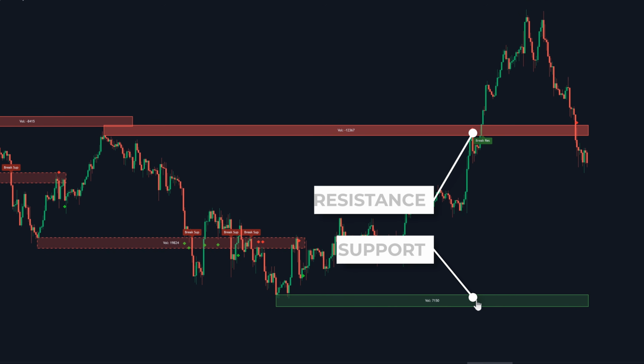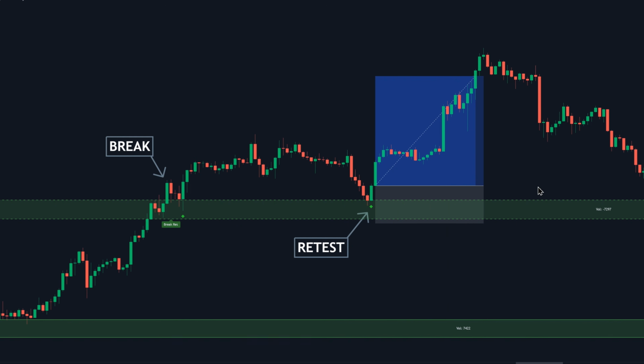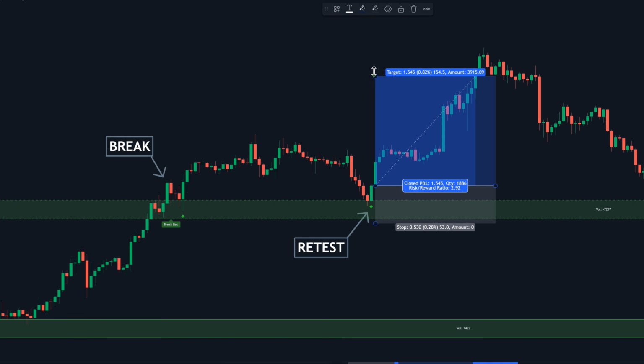Green boxes are the support levels, while red boxes are the resistance levels. To trade with this indicator, you want to identify a resistance level, wait for the break of the level. After the break, wait for a retest of the level, and then you take your long position. And of course, for short positions, you're going to do the opposite.